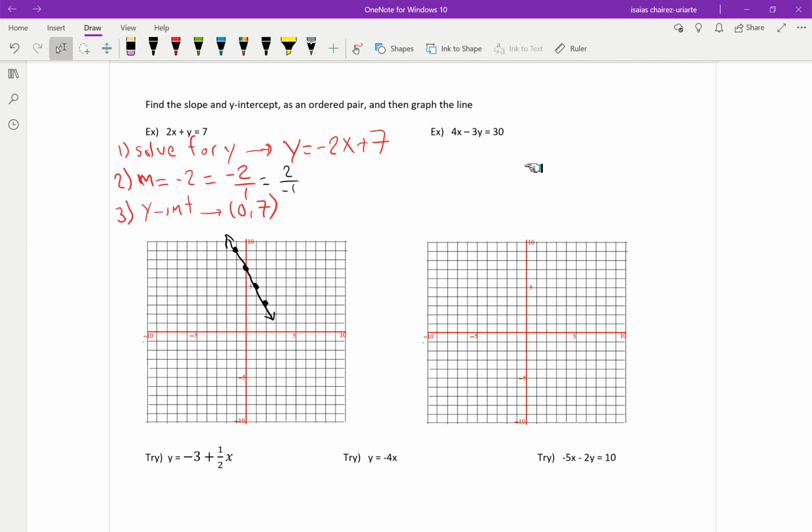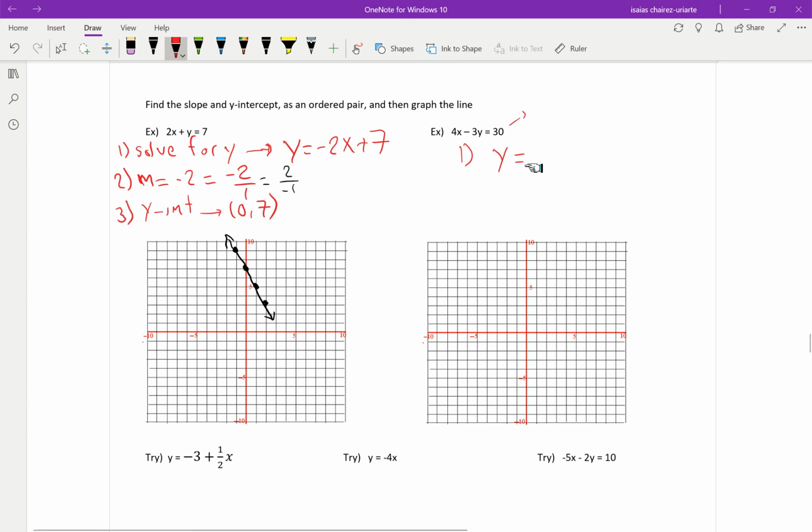Okay, so let's graph the next one. I'm going to go step by step. The first thing I have to do is solve for y.